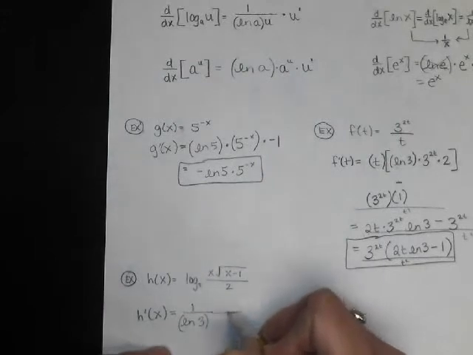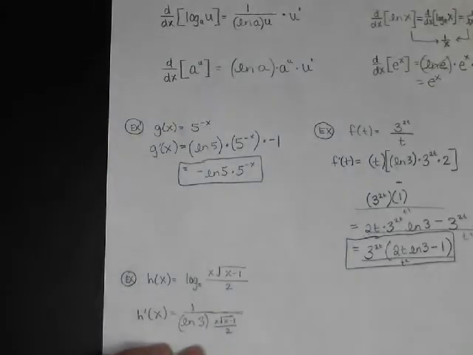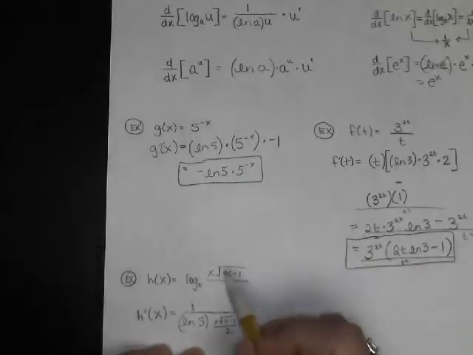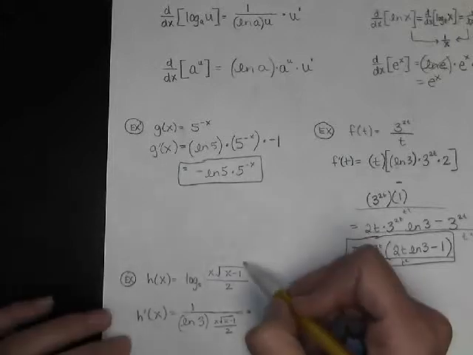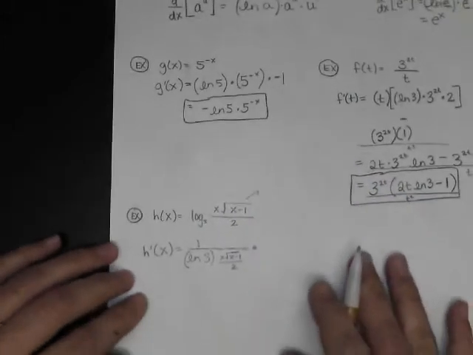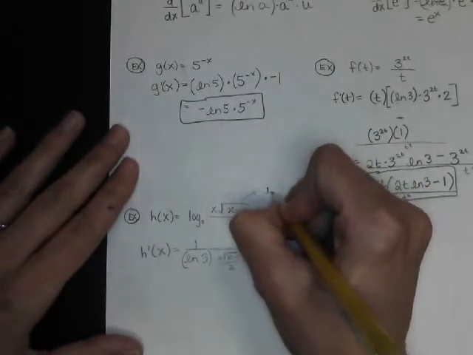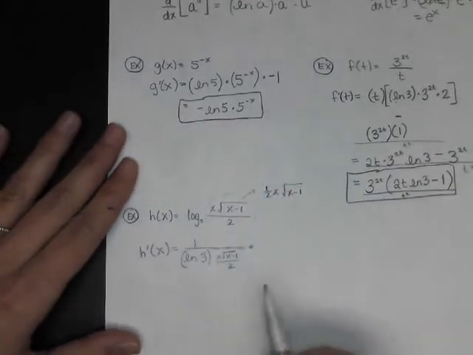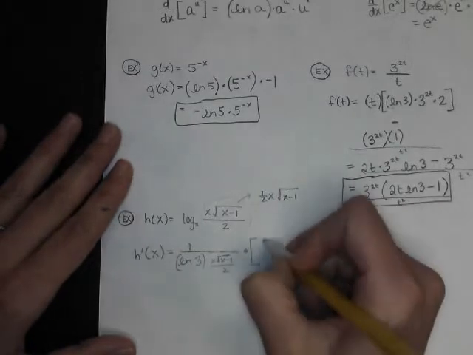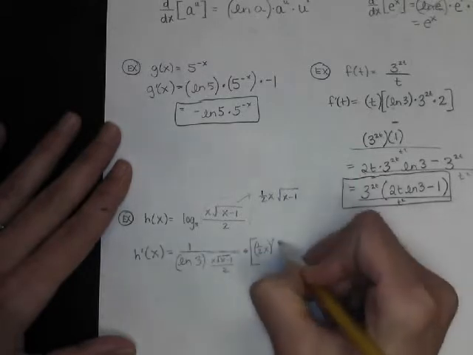Times u as is. Now u as is this whole thing here, which is pretty crazy. Times the derivative of u. So we now need to multiply by the derivative of u. So I'm going to treat that u momentarily as just x over 2, I think, or 1/2 x root x minus 1. That'll allow me to do the product rule, which I like. So first times derivative of the second.